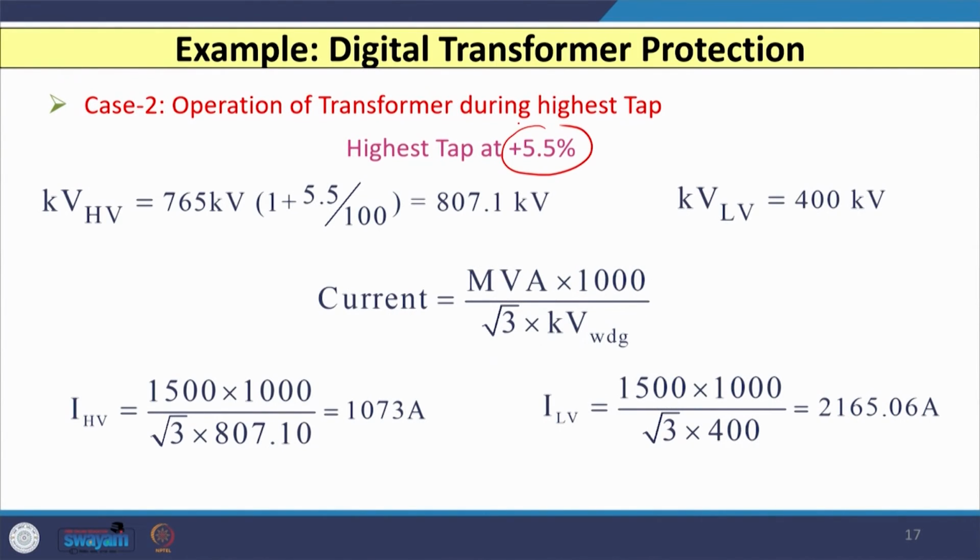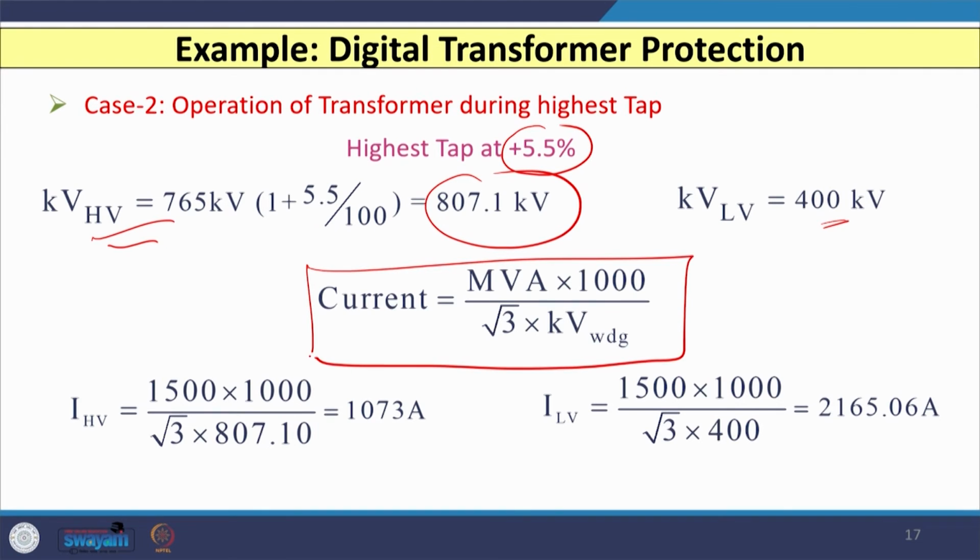Now, if I consider again the operation of the transformer on the highest step, then my highest step will be 5.5% plus. So, my kV voltage is 1 plus 5.5. So, my updated voltage is 807.1 kV. My LV side voltage remains the same. You can calculate the value of current on both the HV and LV side. So, the HV side current is 1073 and the LV side it is 2165.